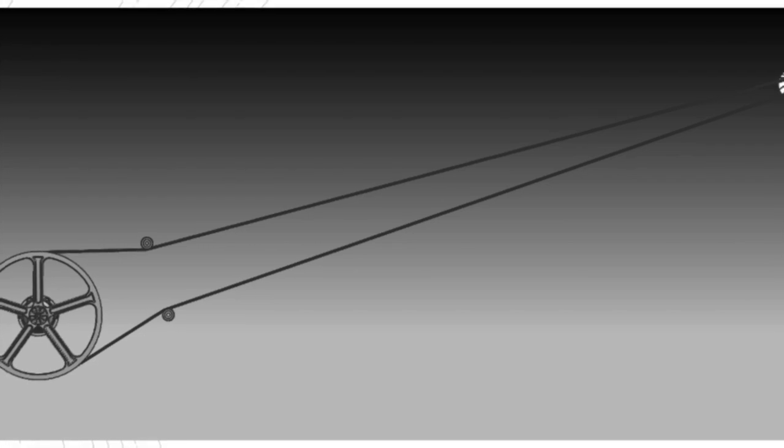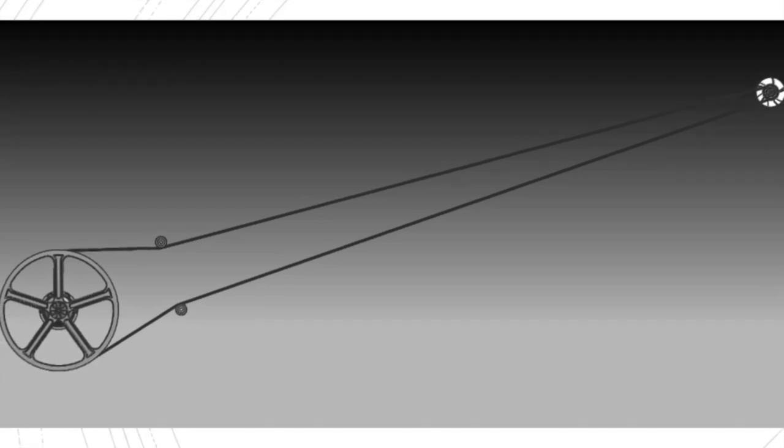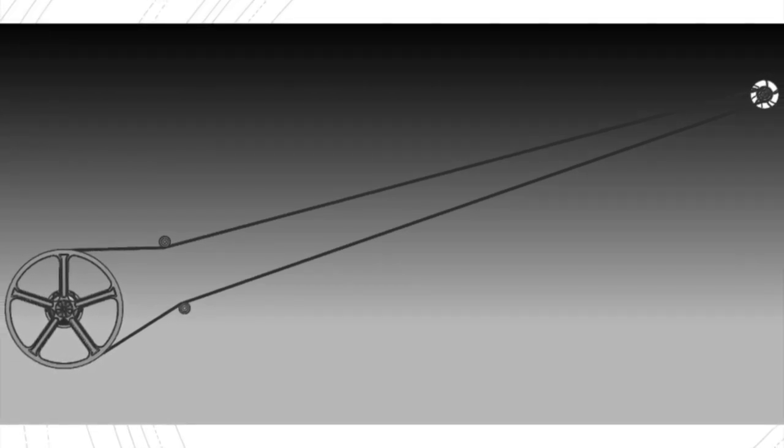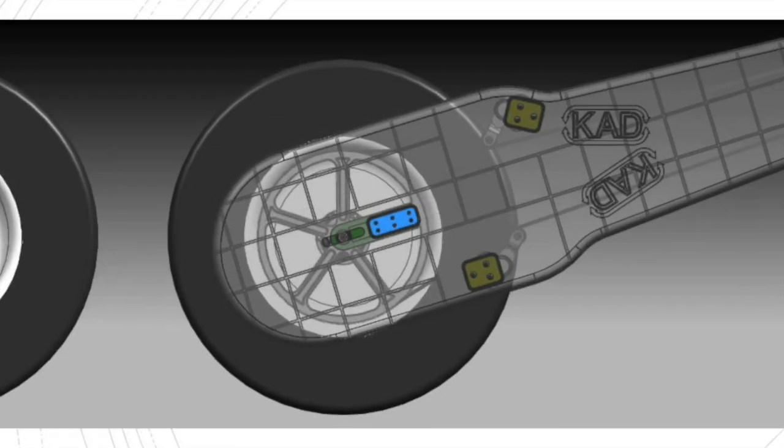The rotational speed of the turbine when the trailer is traveling at 100 miles per hour is over 15,000 RPM. This high rate of revolution is due to the 18:1 ratio between the wheel gear and the turbine.